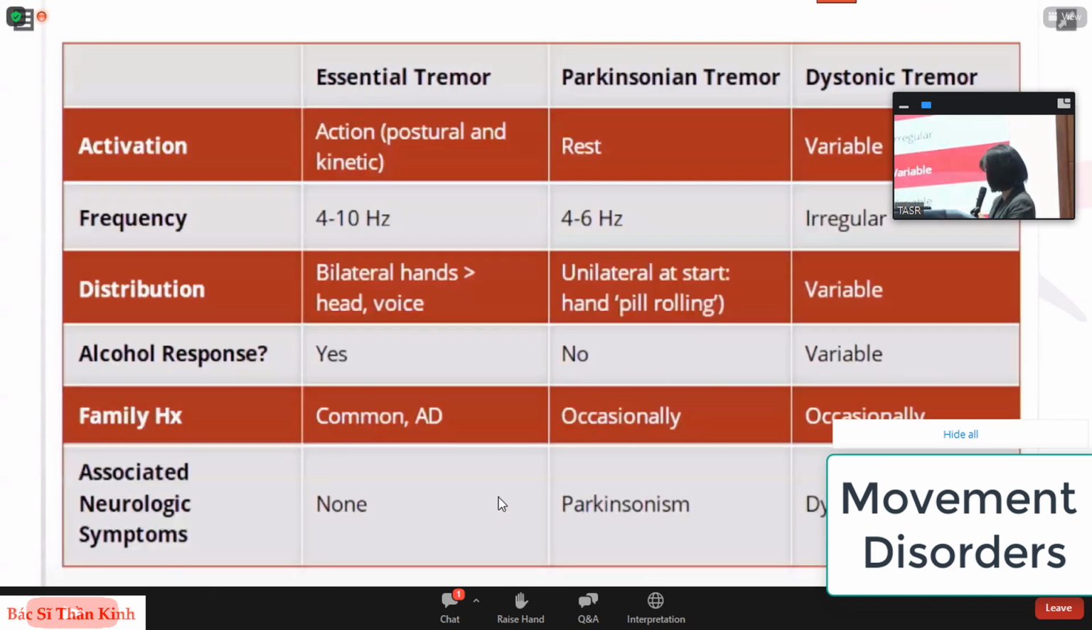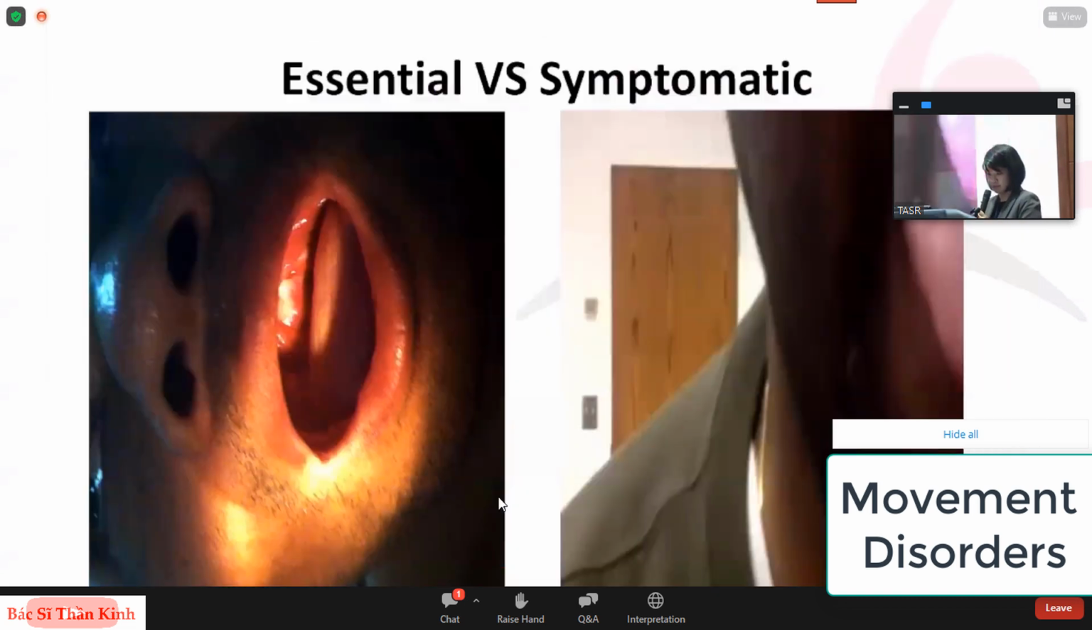So this is the comparison of the essential tremor, Parkinsonian tremor, and also dystonic tremor. Let's move to the next one. After you see the video, which one do you think has the essential and which one do you think has a symptomatic?